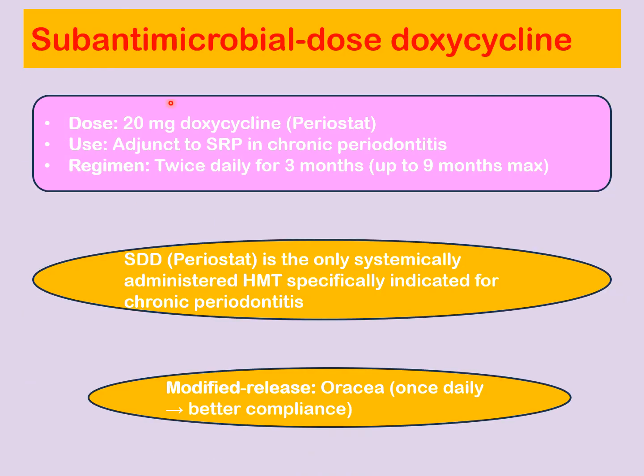So next is sub-antimicrobial dose doxycycline. It comes in a dose of 20 milligrams of doxycycline by the name of Periostat. It is an adjunct to SRP in chronic periodontitis, used twice daily for 3 months, up to 9 months maximum. So it is the only systemically administered HMT specifically indicated for chronic periodontitis cases. For modified release, there is a new compound, Oratia, which is used once daily for better compliance.